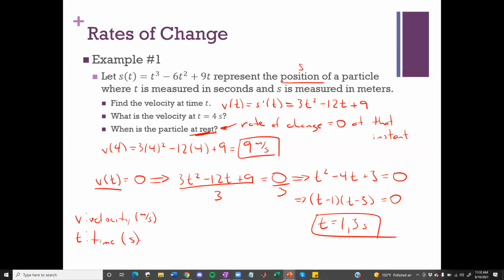So for that middle bullet, what's the velocity at time equals 4 seconds? I am fixing a moment in time, and I want to learn about velocity. When I ask when the particle's at rest, I'm fixing the velocity, and I want to figure out what values of time deliver that velocity. In both cases you'll be plugging in something for some other variable, but you need to be careful about what is being asked for.